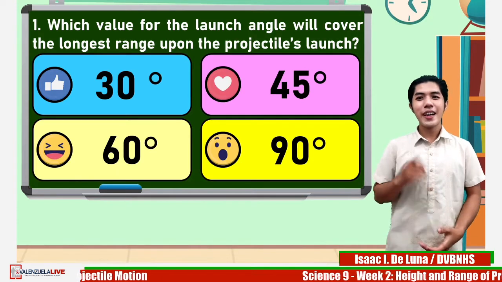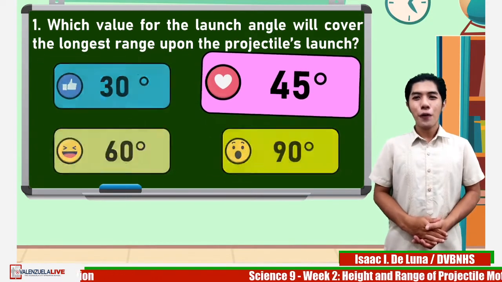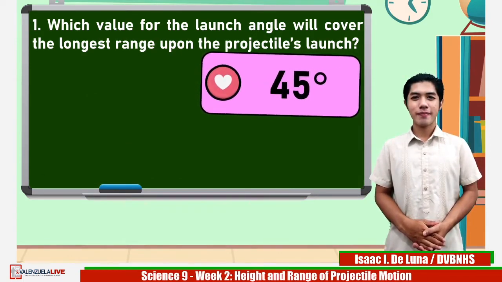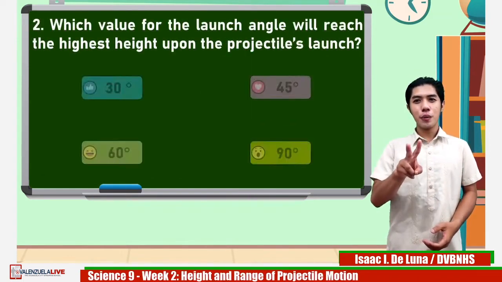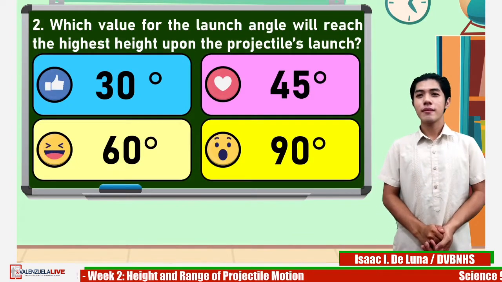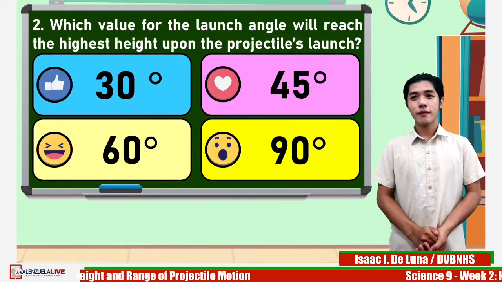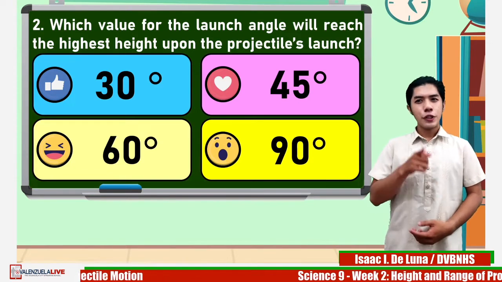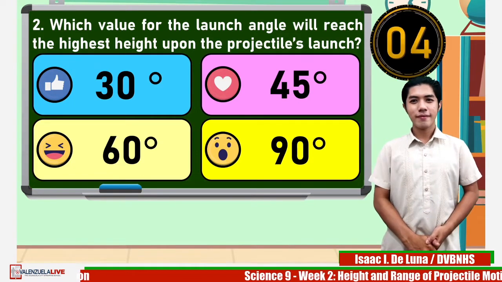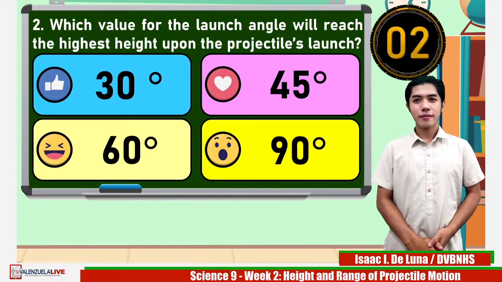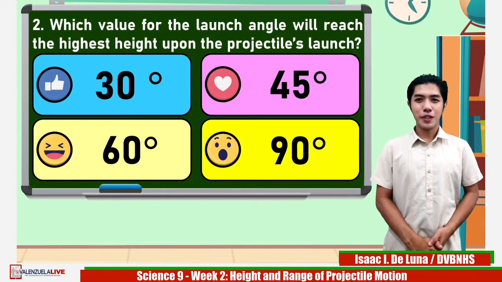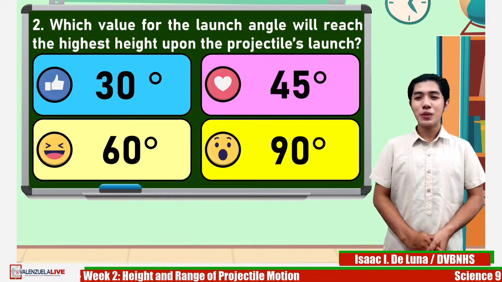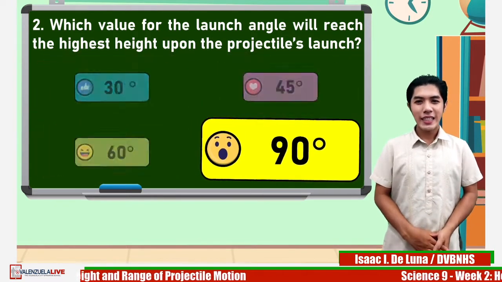Time's up. The correct answer is 45 degrees. Very good, everyone. Question number 2. Choose your answers now. Time's up. That's right, the projectile can reach its maximum height when released at 90 degrees.